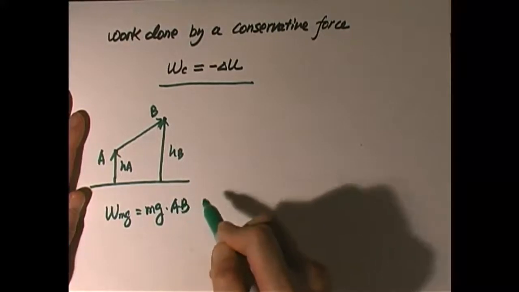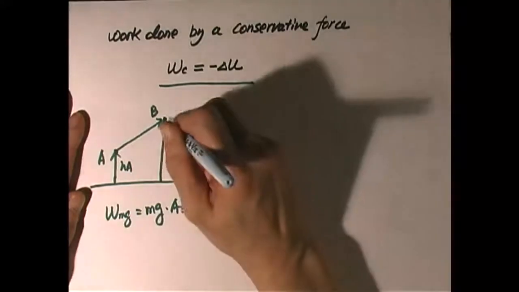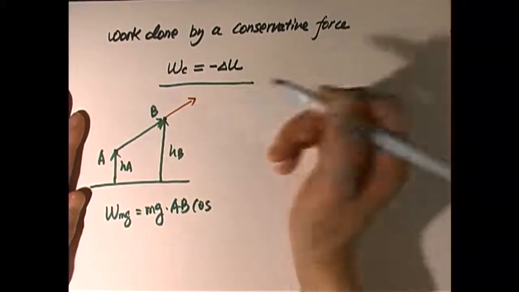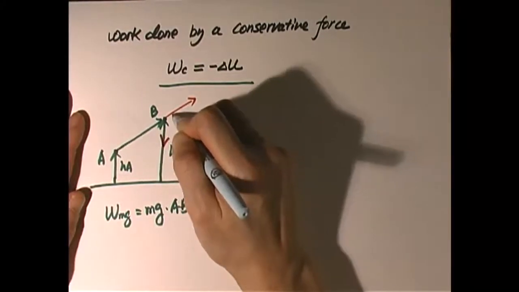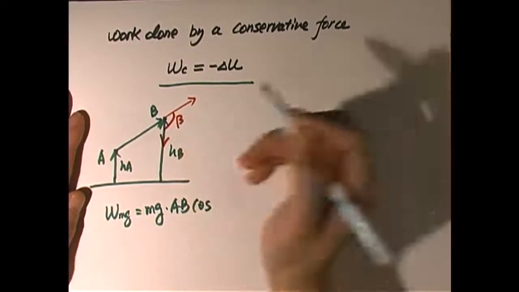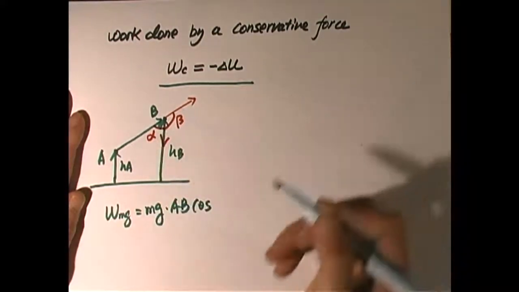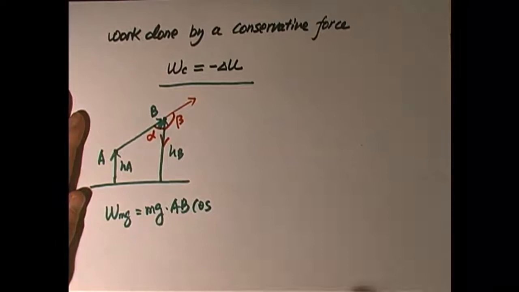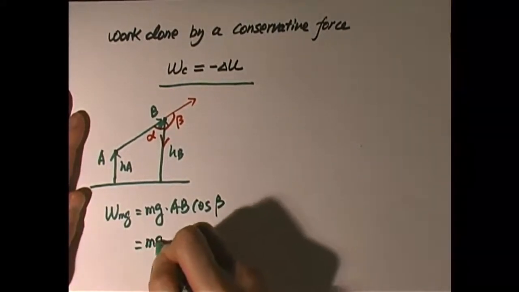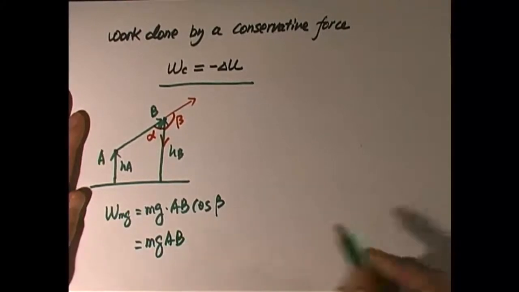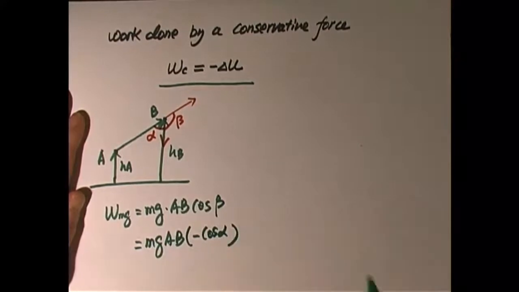AB cosine, and we learned that, right? It is the angle between the AB direction, A to B direction, and the gravity. That is the angle beta. Okay, this is cosine beta. Cosine beta can be replaced by negative cosine of alpha.